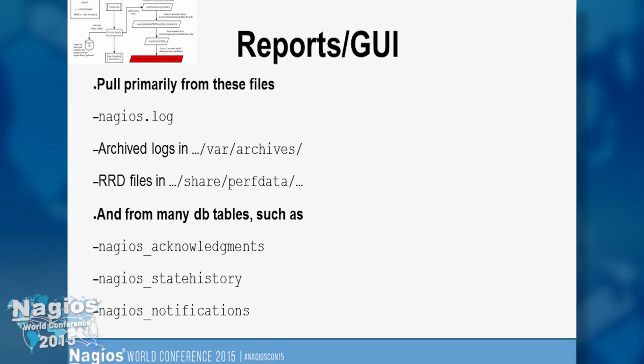And then there's some DB tables, just a couple examples here. Nagios_acknowledgements, Nagios_statehistory, Nagios_notifications. And these are all of the NDO tables. So this is why NDO is so important to use in XI. If you don't have NDO enabled, your reports and your GUI aren't going to be able to contact and reach out and pull data from these tables.